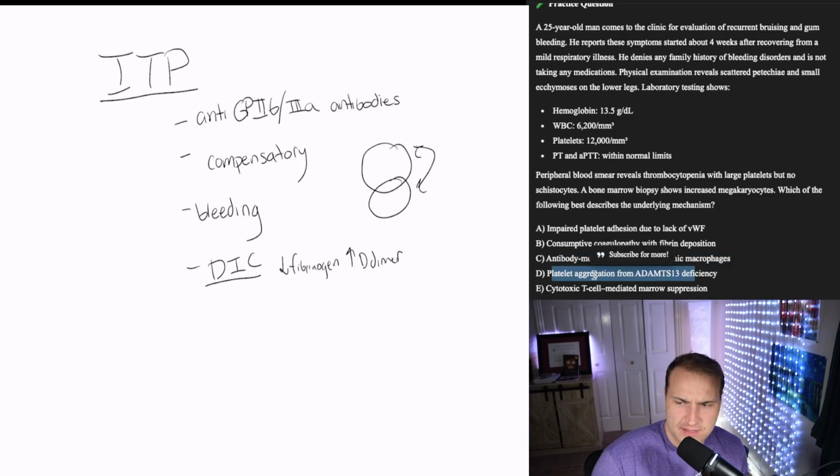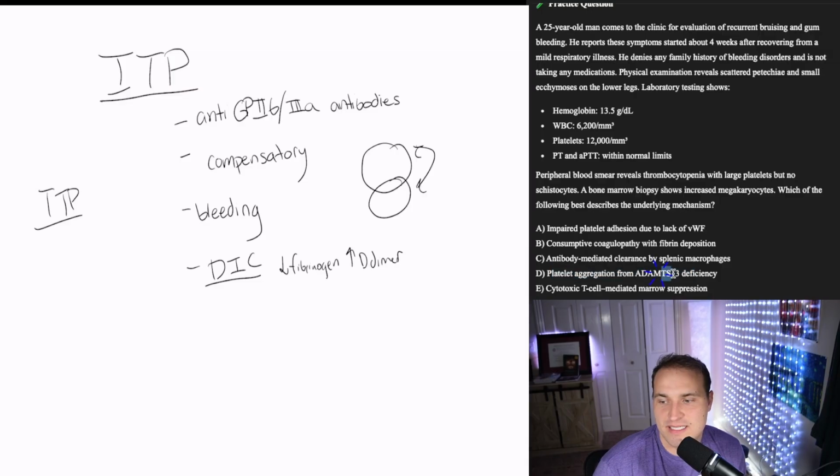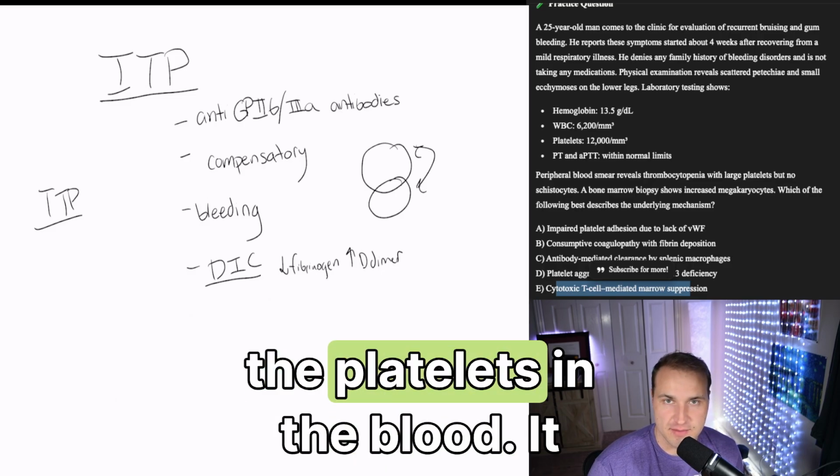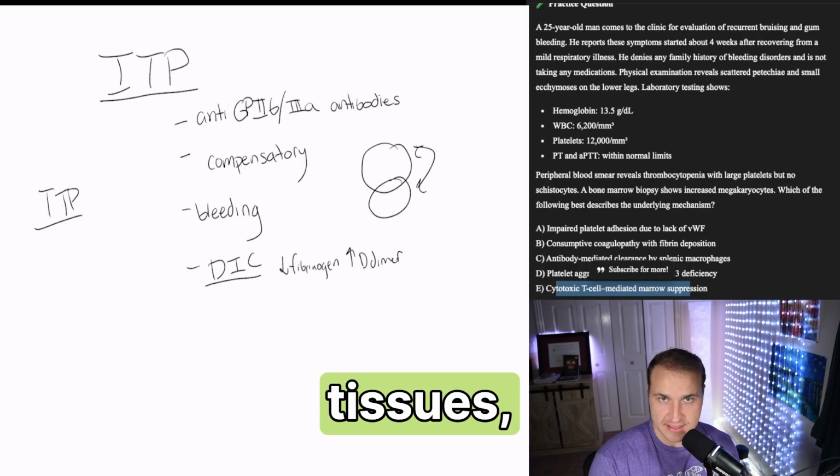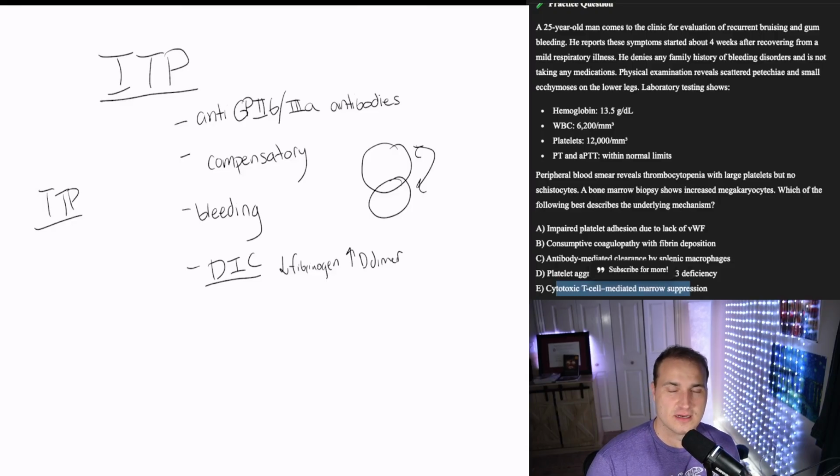Chomp chomp. D says platelet aggregation from ADAMTS13 deficiency. That would be seen with neurological symptoms, renal failure, and schistocytes. You should think TTP for that one. Because ADAMTS has that T in it, it's going to have an extra T as well, TTP. E says cytotoxic T-cell mediated marrow suppression. An example of that would be aplastic anemia or viral marrow suppression, so you'd see pancytopenia, not just isolated thrombocytopenia. And thrombocytopenia, by the way, is just a deficiency in the platelets in the blood. It causes bleeding in the tissues, bruising, and slow blood clotting after an injury.